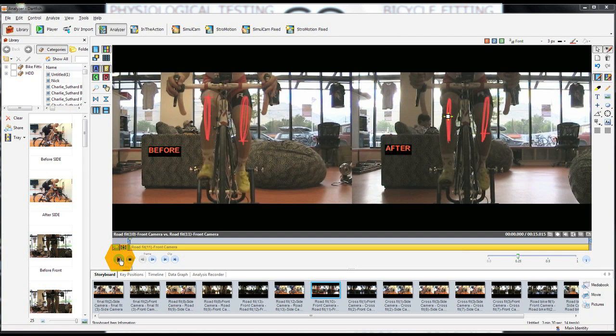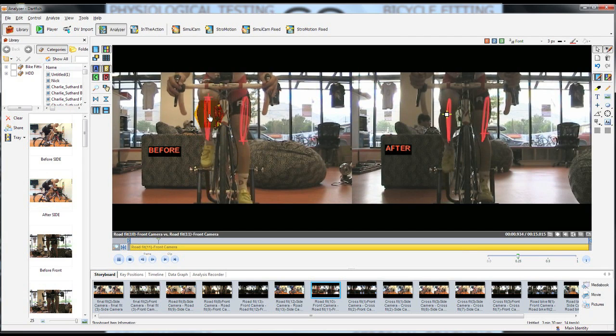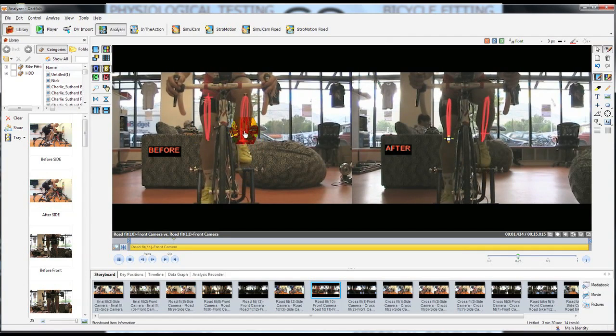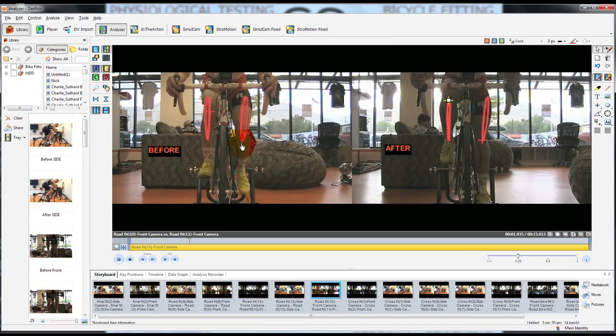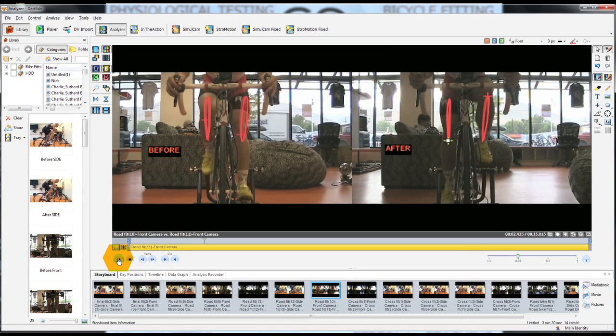As you can see here, we have the before and after pictures of one of our athletes. In the before picture, you can see he is showing a more oval knee tracking with both the left and the right knees. And what we would like to see is a more up and down, or linear, knee tracking motion in order to ensure full power output as well as eliminate any possible pain.